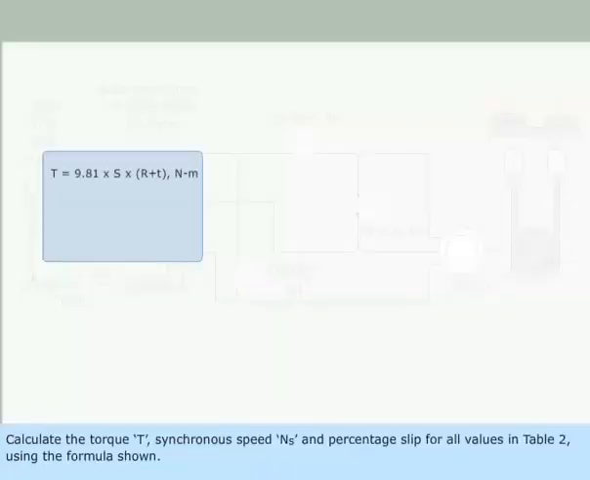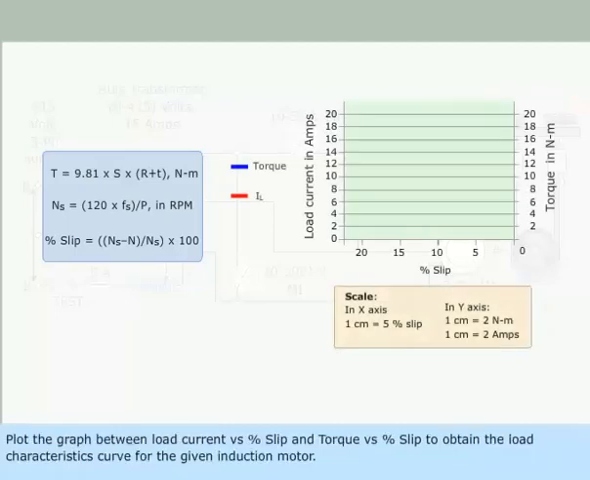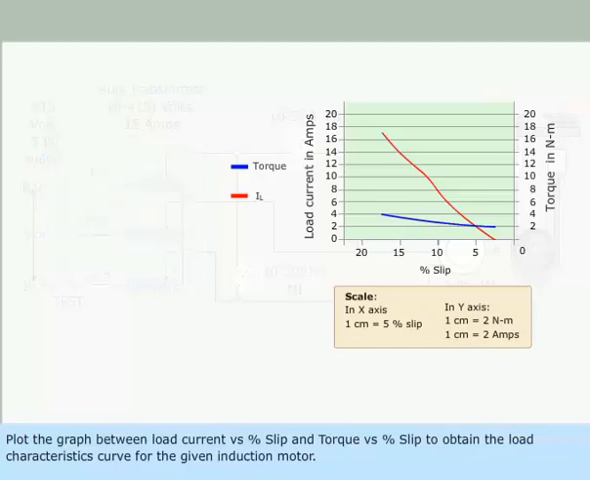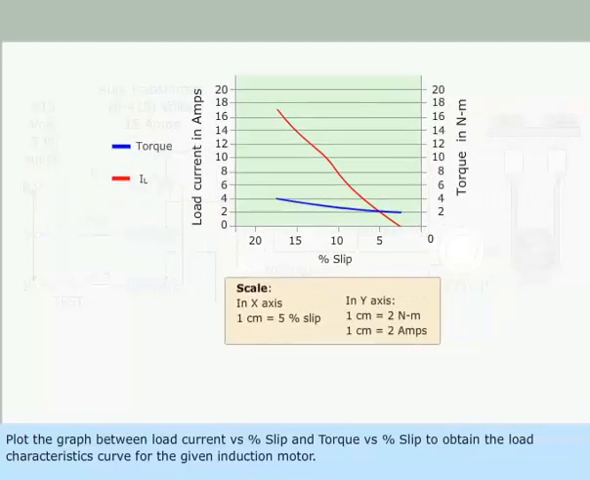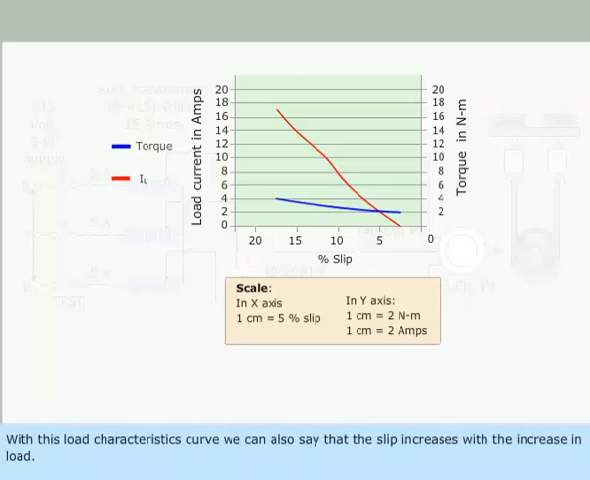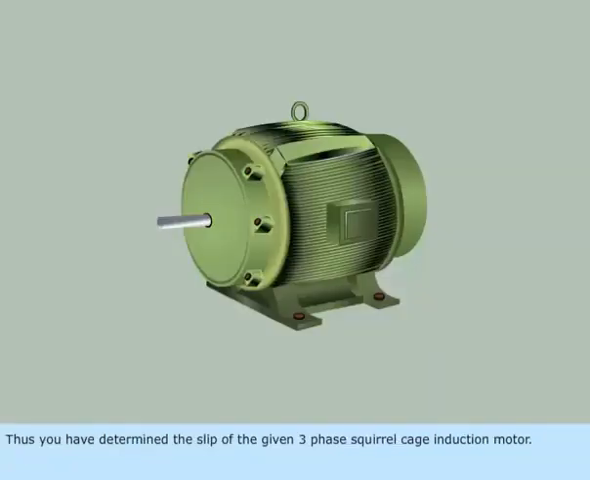Calculate the torque T, synchronous speed N sub S, and percentage slip for all values in Table 2 using the formula shown. Plot the graph between load current versus percentage slip and torque versus percentage slip to obtain the load characteristics curve for the given induction motor. With this load characteristics curve, we can also say that the slip increases with the increase in load. Thus, you have determined the slip of the given three-phase squirrel cage induction motor.